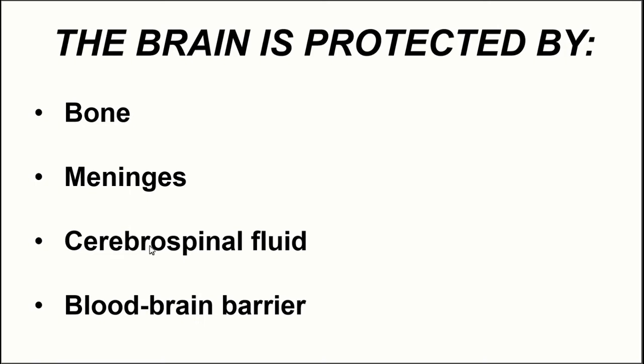It also has a watery cushion in the form of cerebrospinal fluid, and it even has things like chemical barriers, which we would describe as the blood-brain barrier, that serve to protect it. So here in this lecture segment, we're going to focus on the meninges.